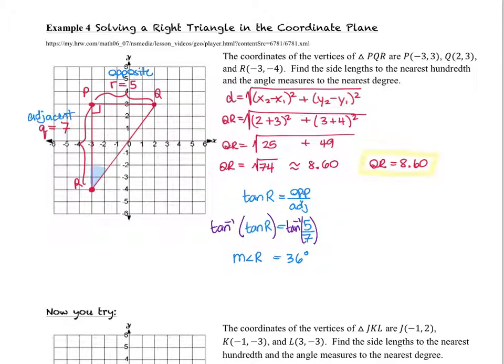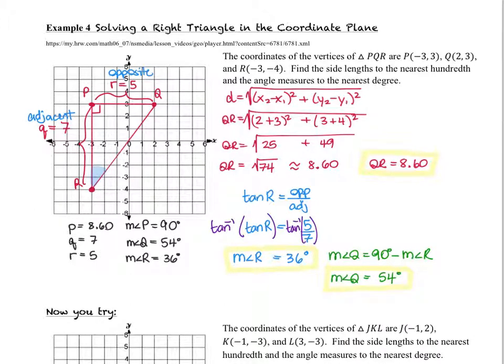Last of all, we need to find the measure of angle Q, and we know that the measure of angle Q is going to be 90 minus the measure of angle R, which we just found was 36, so the measure of angle Q is going to be 54 degrees. We've now got all three side lengths and all three angle measurements. And our final answer is shown all together in our answer box.